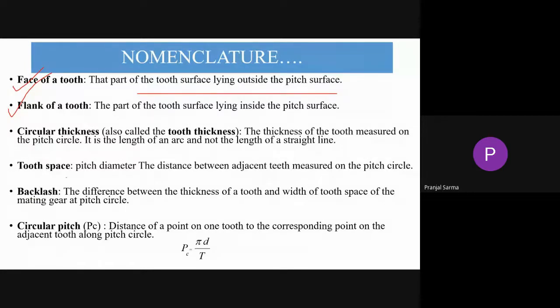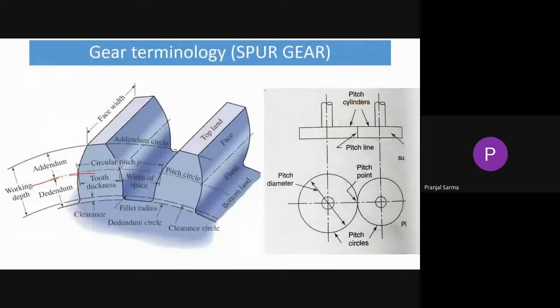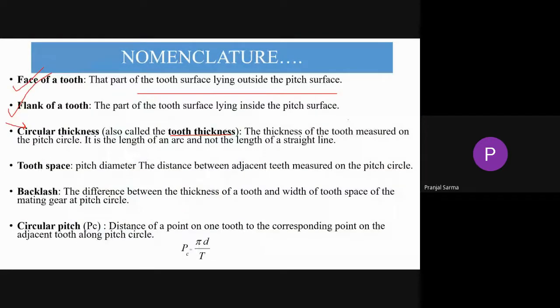So now there is another word known as the circular thickness, or the tooth thickness, we call it. This particular tooth thickness will be measured along the pitch circle. That means it is not radial, but along the pitch circle we will be measuring the distance. The thickness of the tooth measured on the pitch circle is nothing but called the circular thickness or the tooth thickness.